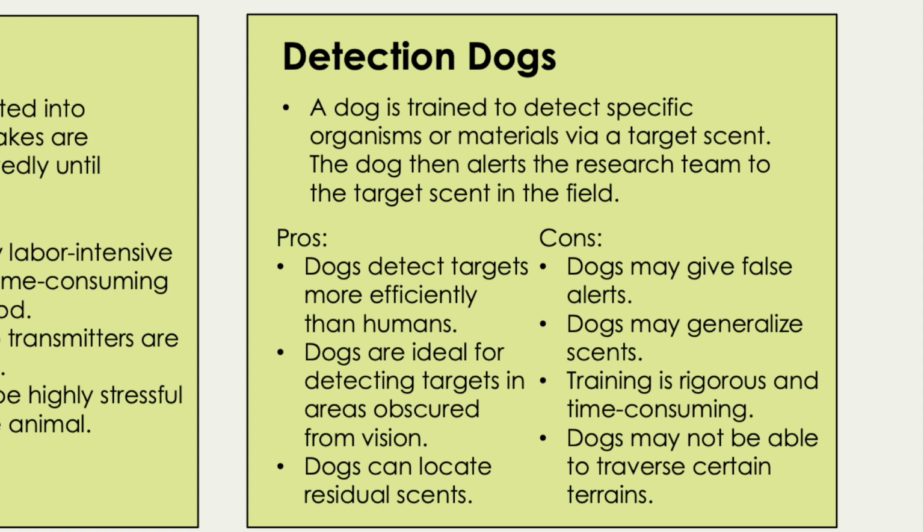However, detector dogs may give false alerts, wherein the target was not actually located. Dogs may also generalize scents, so studies that aim to locate oviposition sites for a specific species may not be the best suited for detector dogs. Training detector dogs is also a very rigorous and time-consuming process, and dogs may not be able to safely traverse certain field sites or terrains, which is another consideration that must be taken into account.